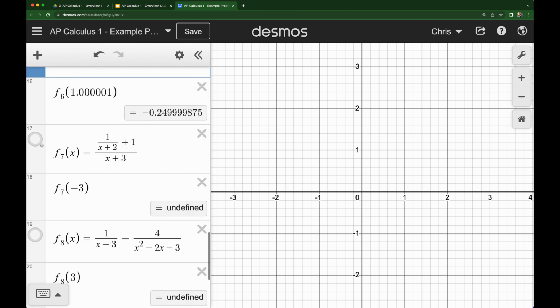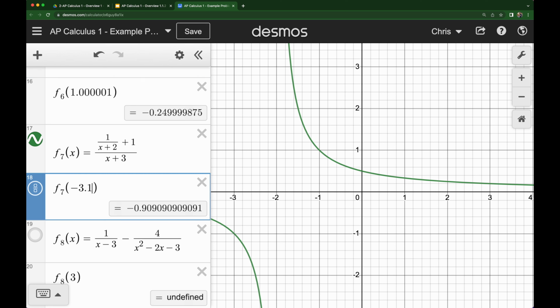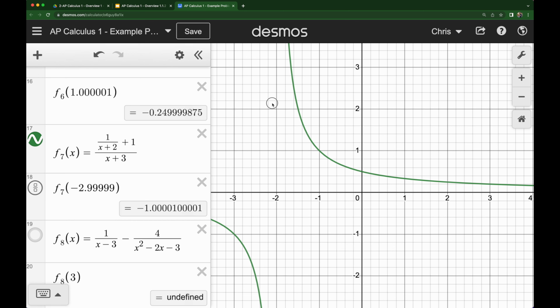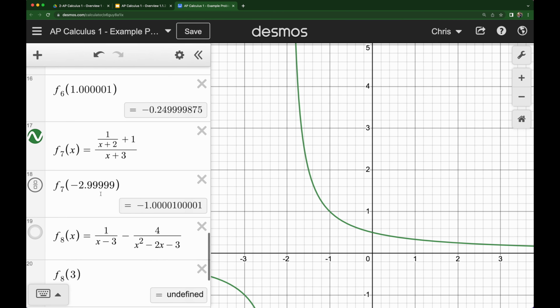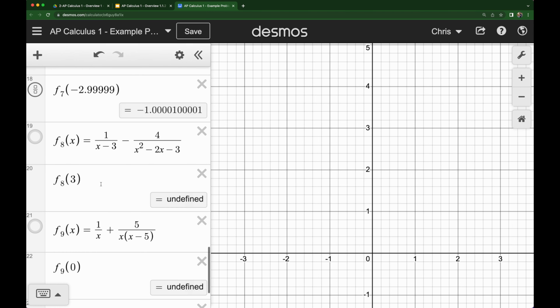Number 7, same kind of thing. You plug in -3, you get undefined. You can plug in -3.1 with a bunch of zeros at the end of it. It's getting closer to -1. You can do -2.9 repeating, getting closer to -1. You can just plug it in using the graph as well, getting infinitesimally closer to -3. You can see numerically you still get that -1, which is the value we got.